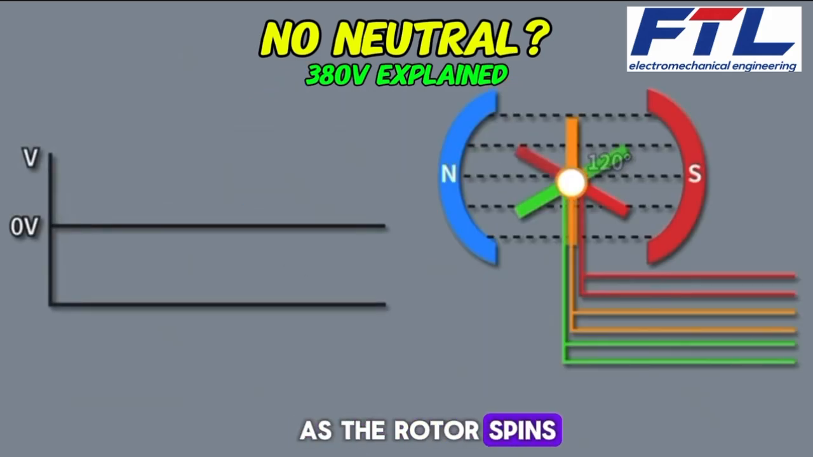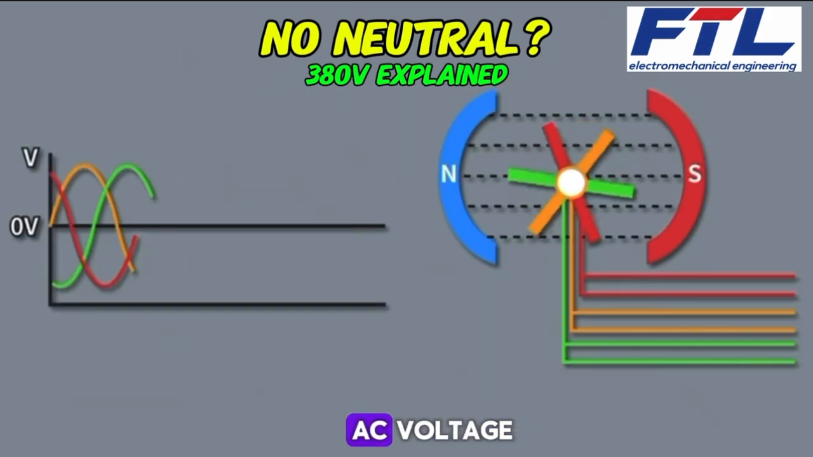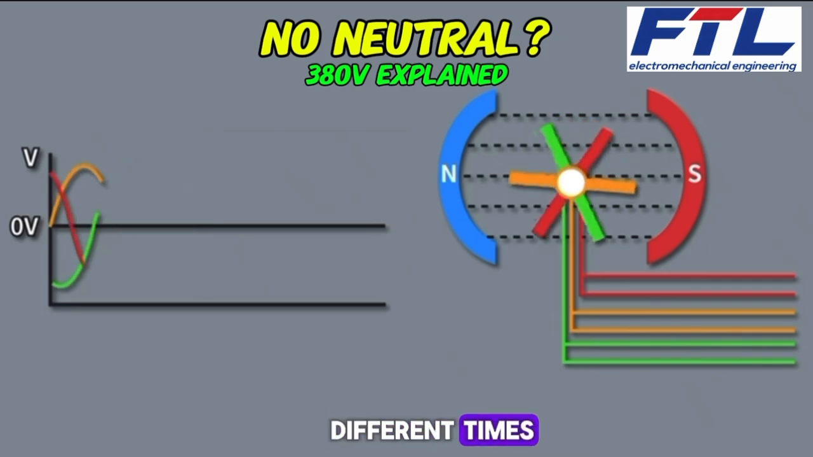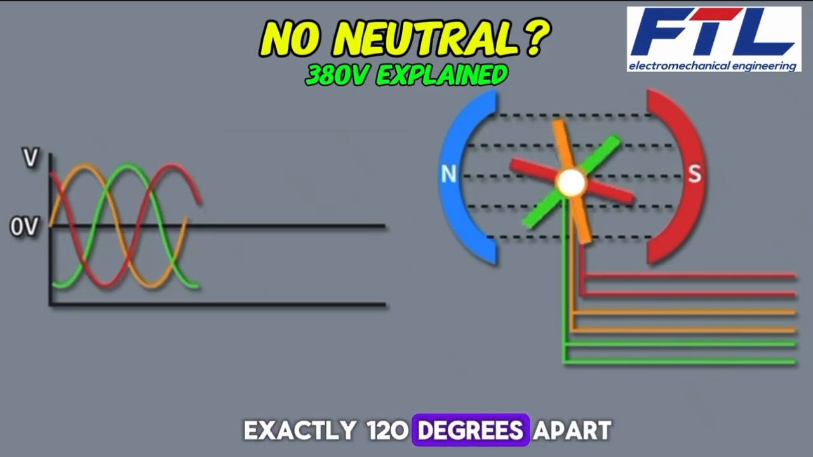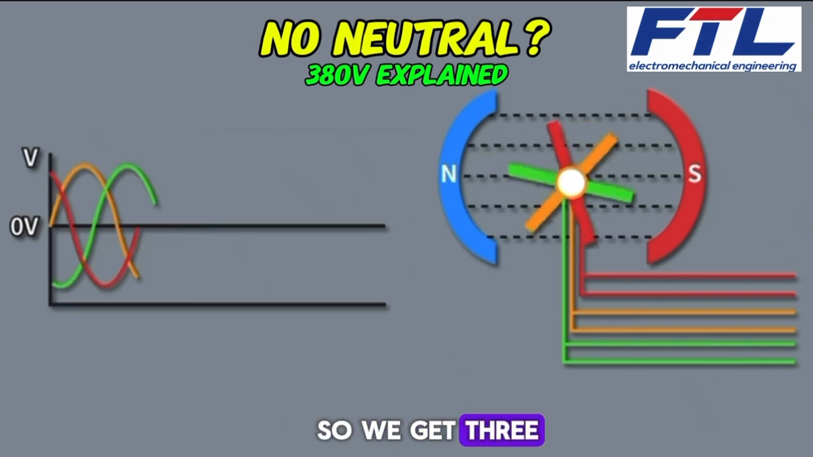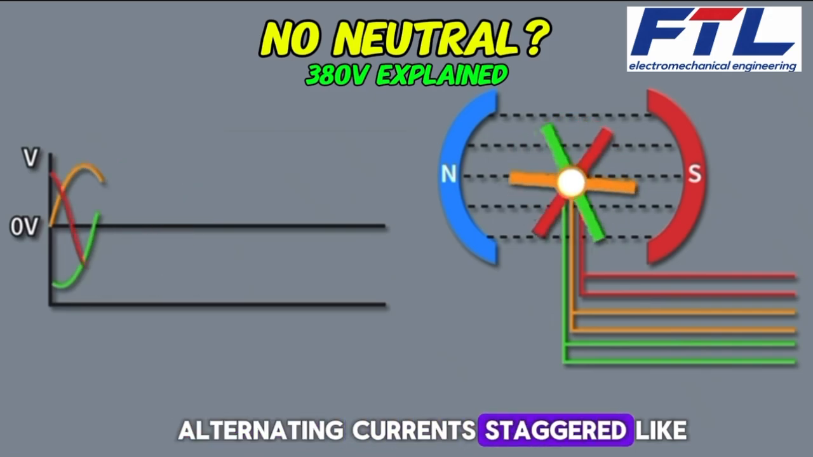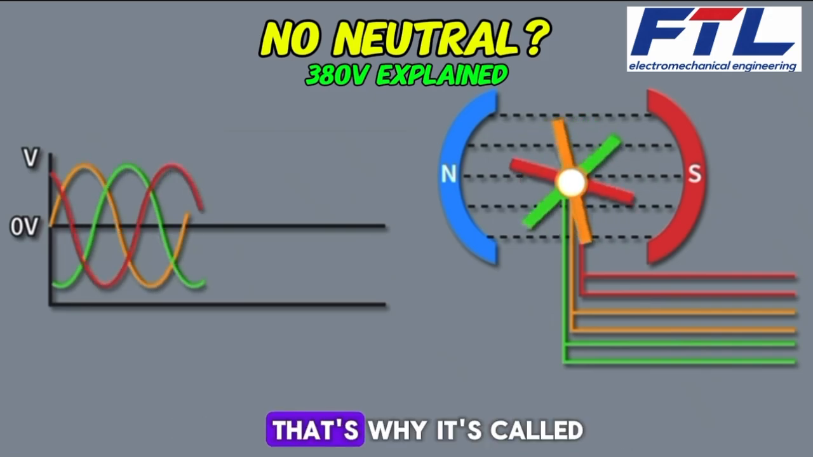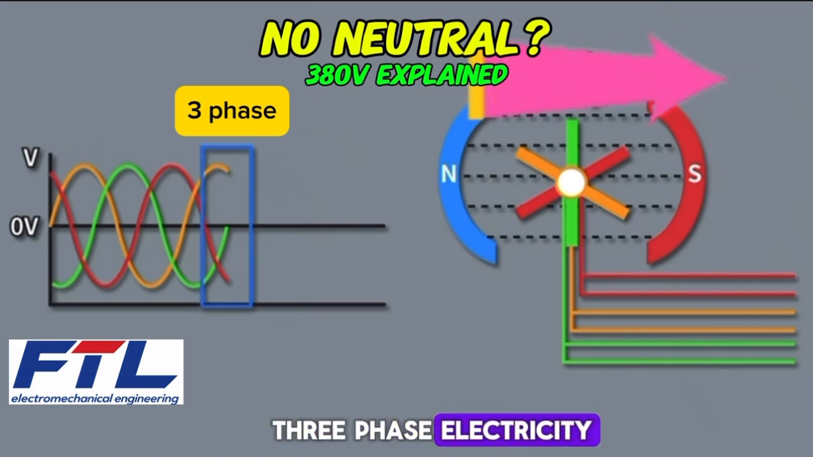As the rotor spins, each winding produces an AC voltage, but they peak at different times, exactly 120 degrees apart. So we get 3 alternating currents, staggered like a relay race. That's why it's called three-phase electricity.